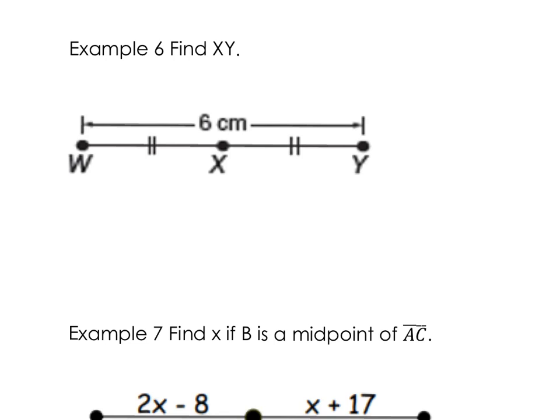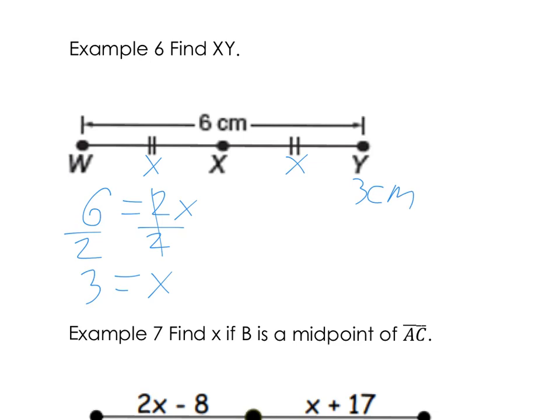But in math, whenever we don't know what something is, we tend to use the variable x. So we could write this as 6 is equal to 2x. Well, simplify that down, divide both sides by 2. 3 is equal to x. So what is the length of segment XY? 3 centimeters.